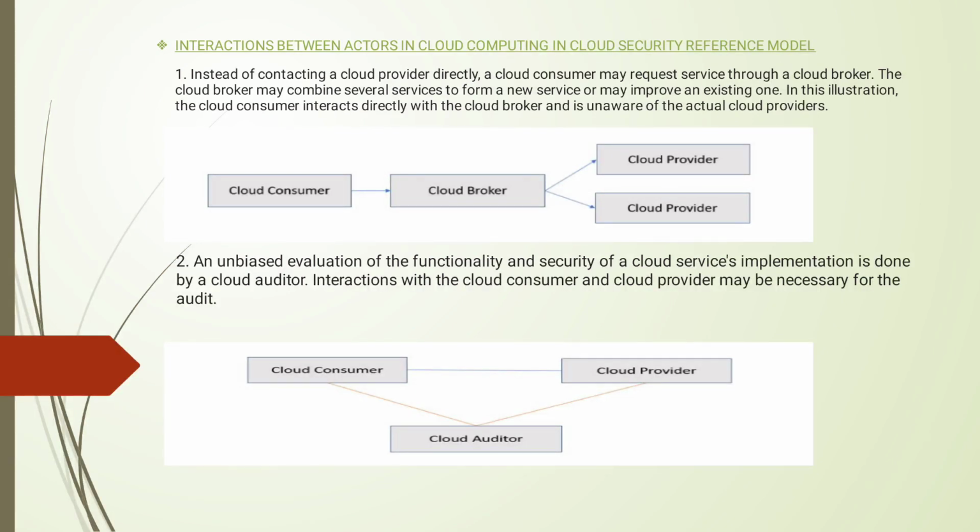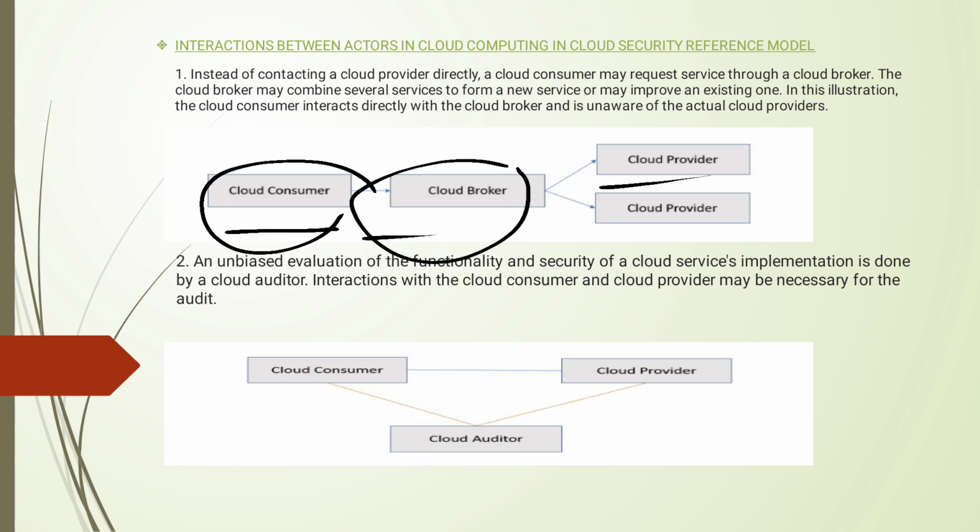With the help of the diagram, you can easily understand that if the cloud consumer wants to contact the cloud provider, instead of direct contact, the cloud consumer may make a request to the cloud broker. There, the cloud broker combines several services into a new service or improves an existing one. So, the cloud consumer interacts directly with the cloud broker and is unaware of the actual cloud provider. The consumer contacts the cloud broker instead of the cloud provider.